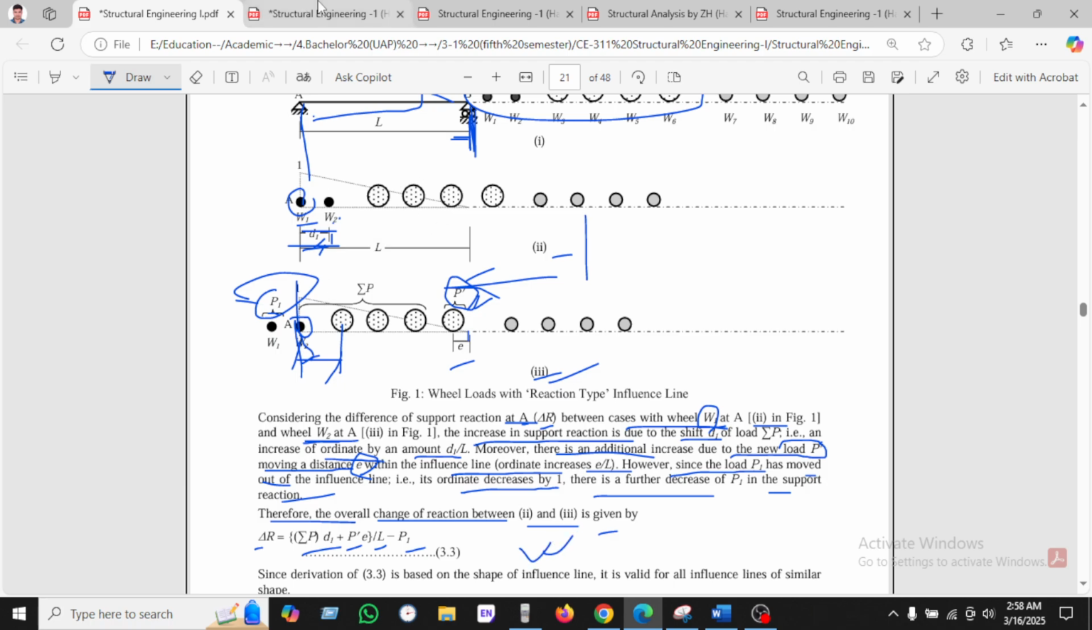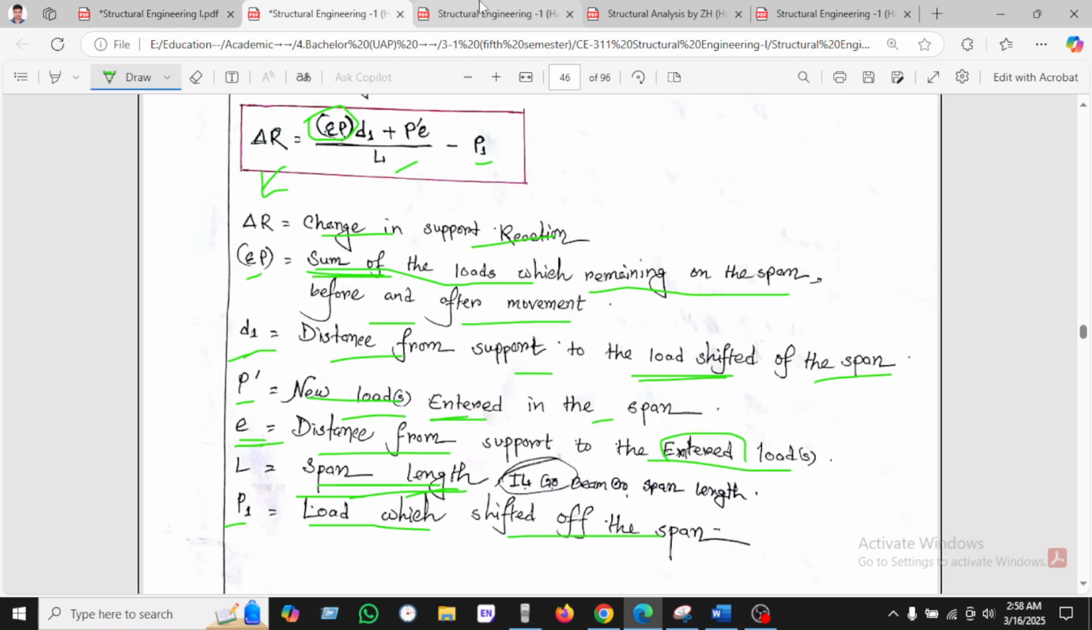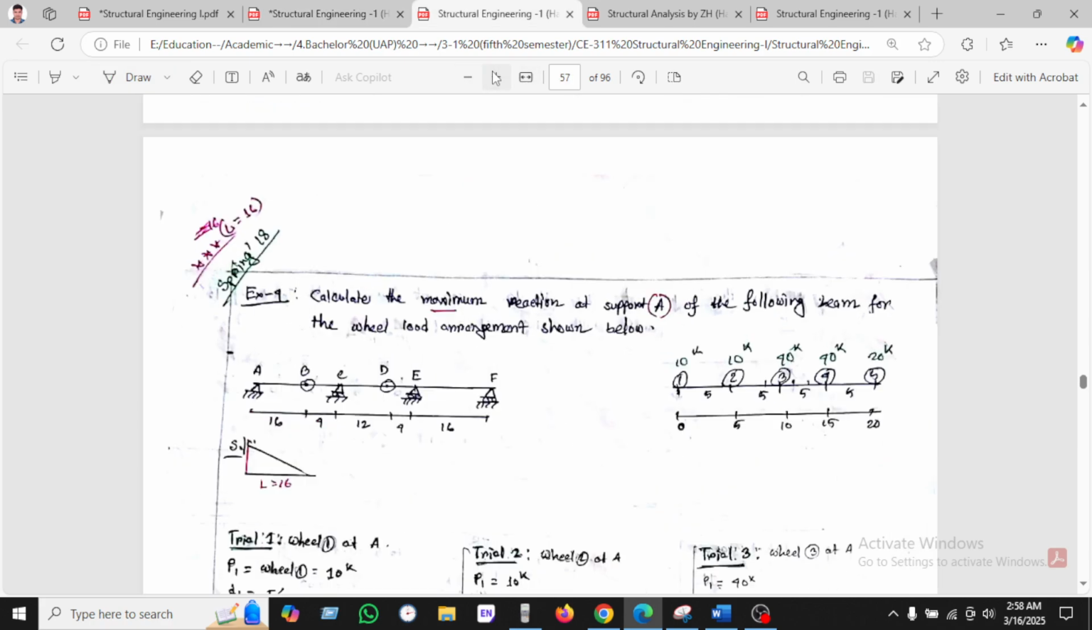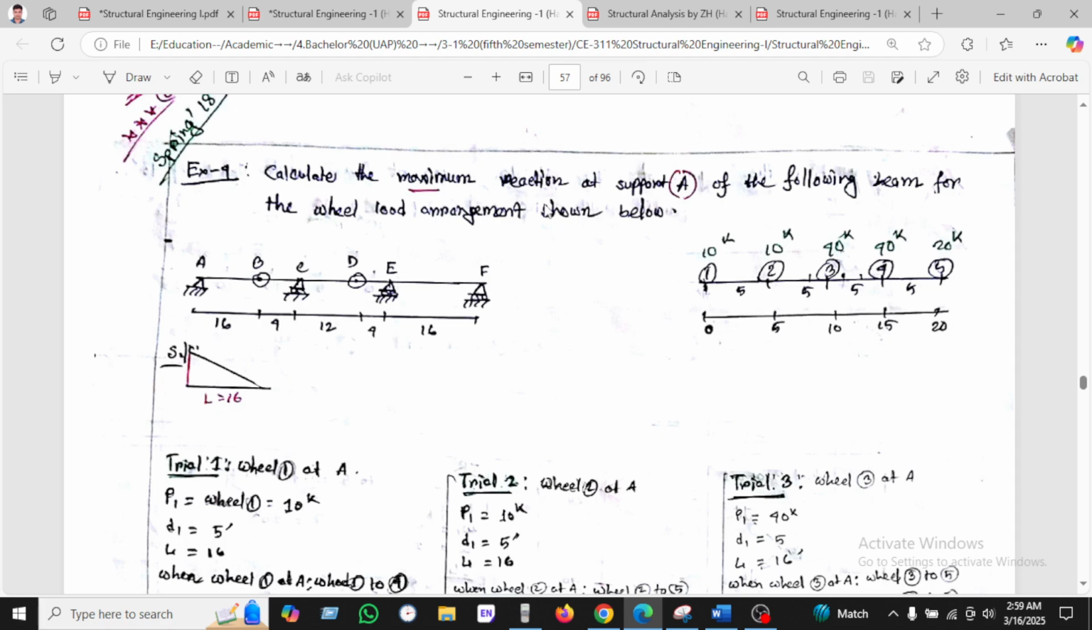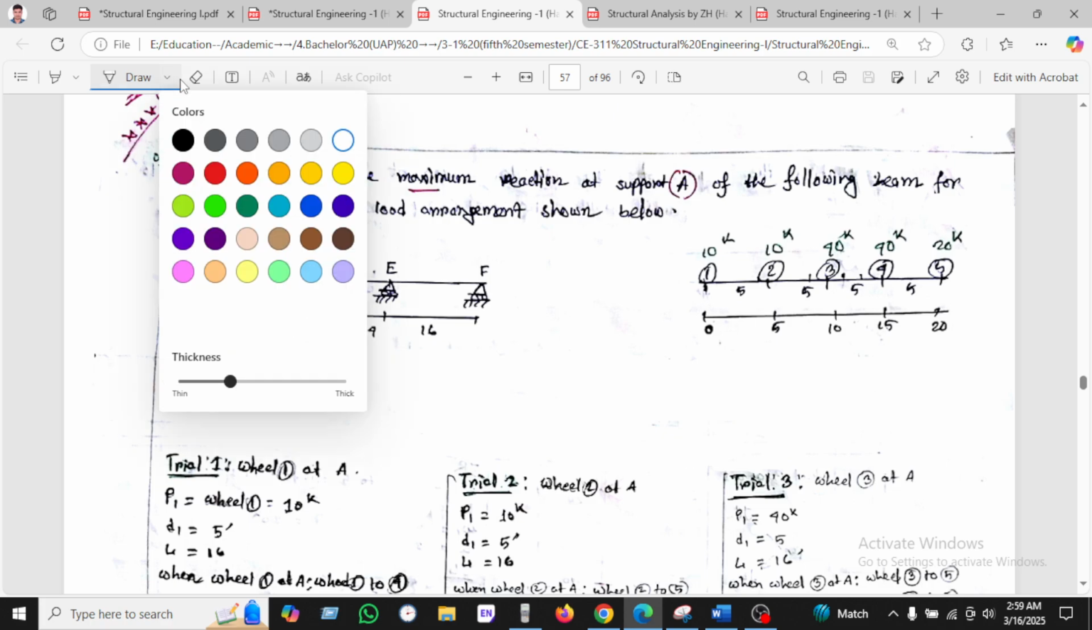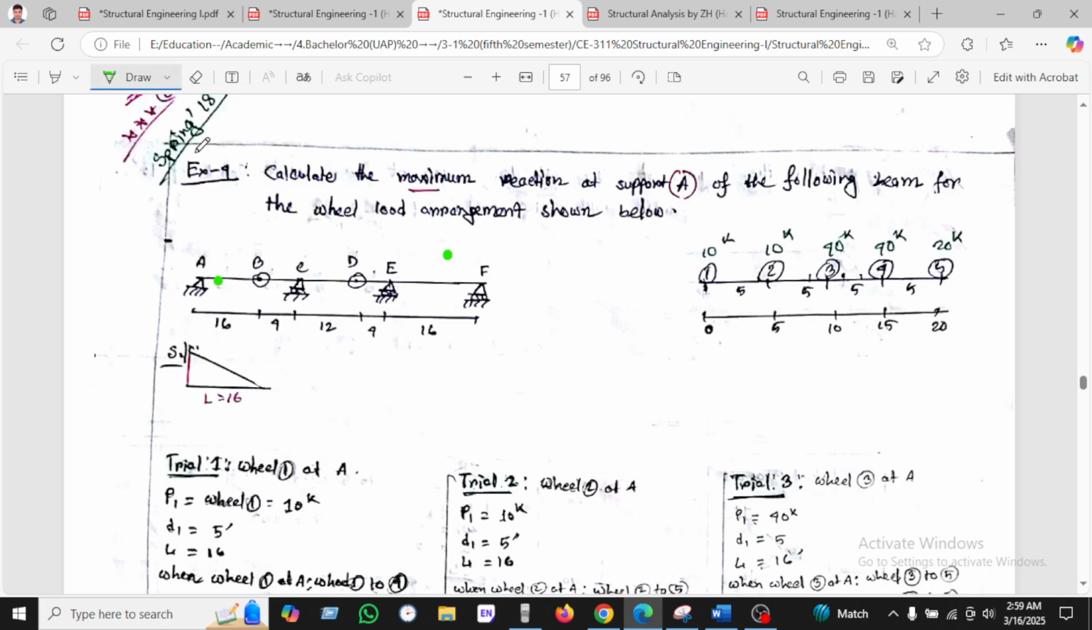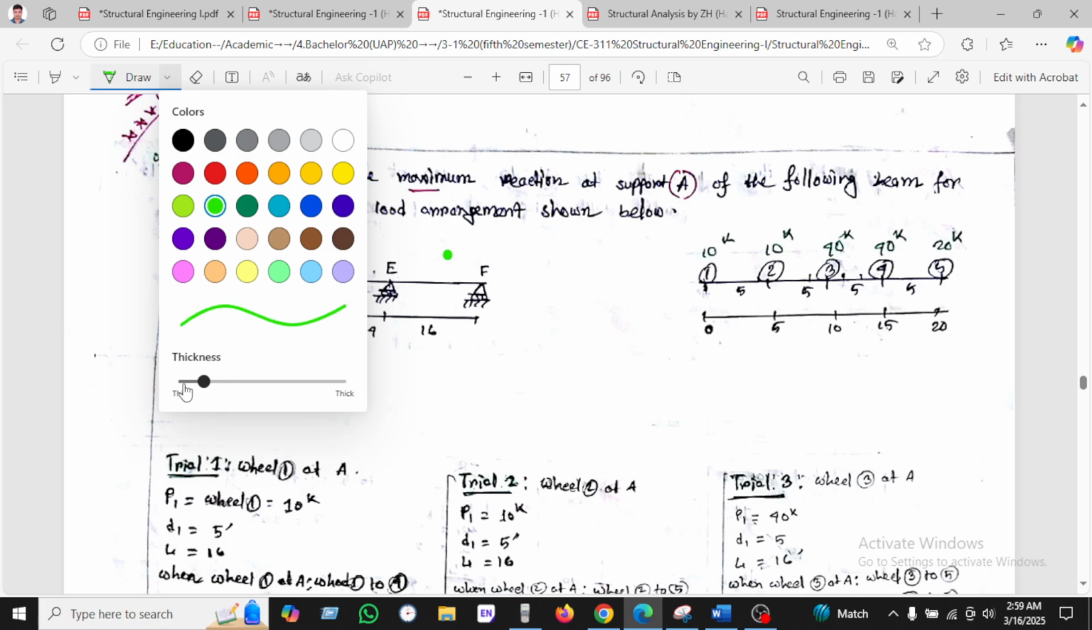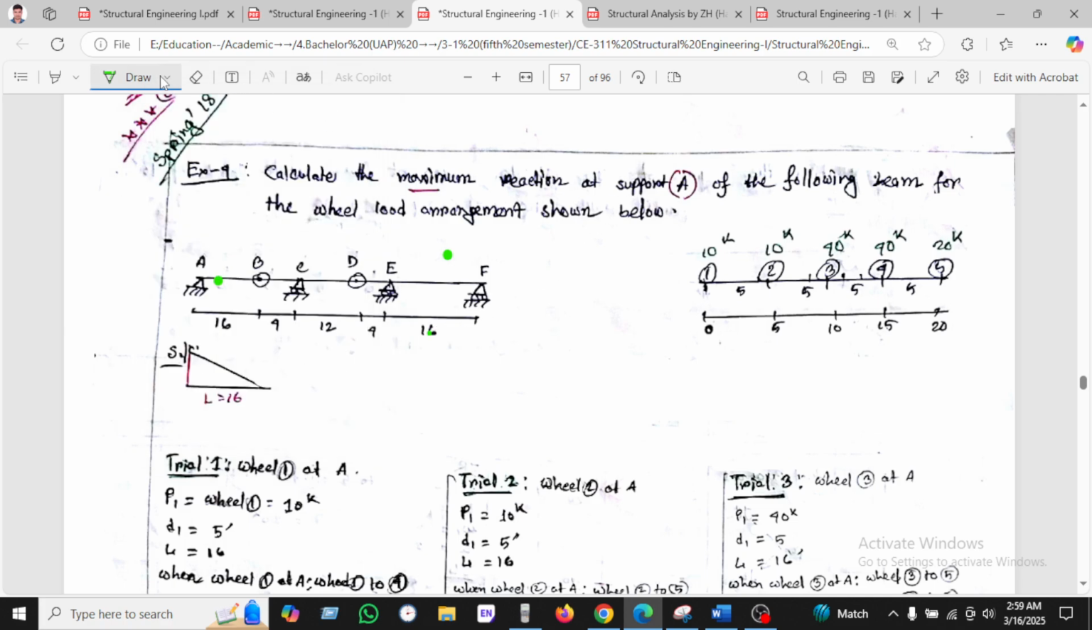So let's see an example. This is hypothetical. Let's calculate the maximum reaction at A. Here is the diagram we have been seeing. We have to calculate the reaction at point A. This is the point A, and the following beam has the wheel loads arranged as shown below. This is how the wheel load is arranged, and the beam length is given.